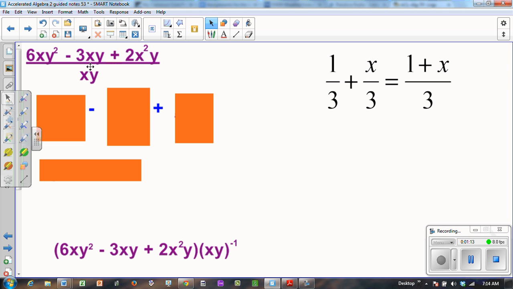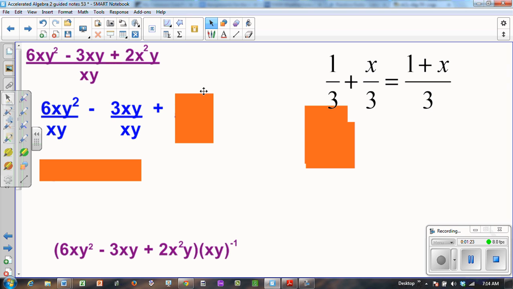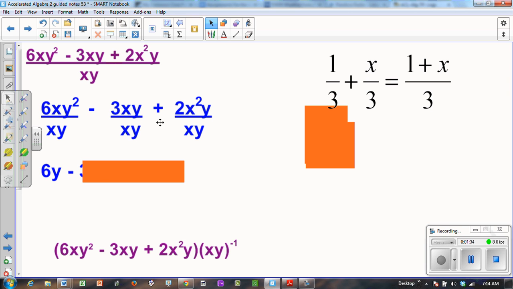We only have one thing on the bottom, so we can take our 6xy squared over our bottom. We can do the same thing here, our 3xy over the bottom, our 2x squared y over the bottom, and then all we have to do is simplify each fraction. The x's are going to drop, one of the y's is going to simplify. Here our x's drop, our y's drop, we're left with the 3. Here, one of the x's is going to drop, the y's are going to drop, and there we go.